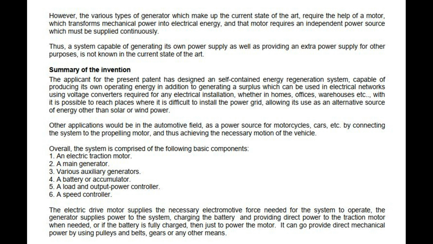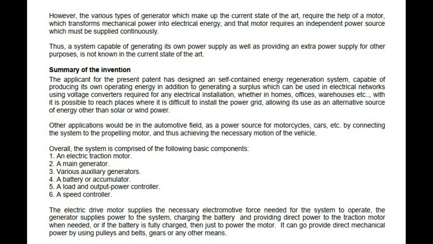Summary of the invention. The applicant for the present patent has designed a self-contained energy regeneration system, capable of producing its own operating energy in addition to generating a surplus which can be used in electrical networks, using voltage converters required for any electrical installation, whether in homes, offices, warehouses etc. With it, it is possible to reach places where it is difficult to install the power grid, allowing its use as an alternative source of energy other than solar or wind power.